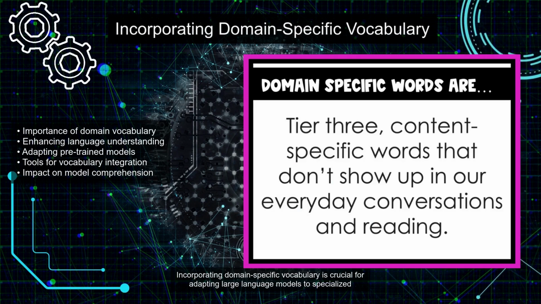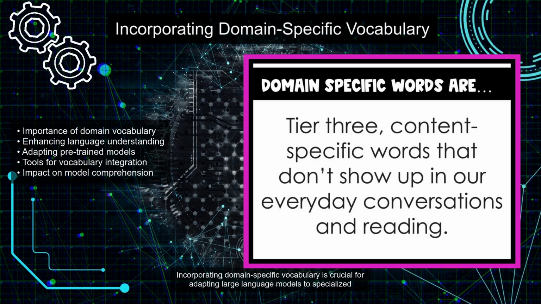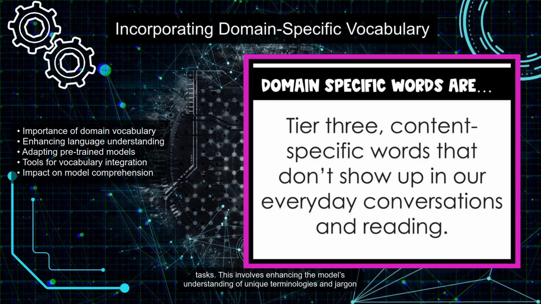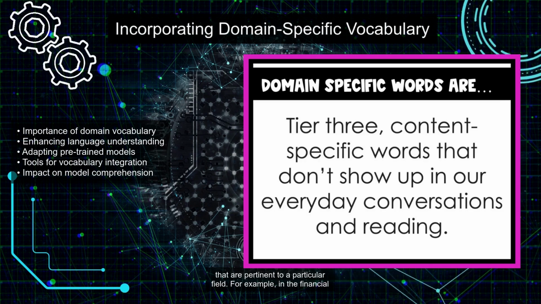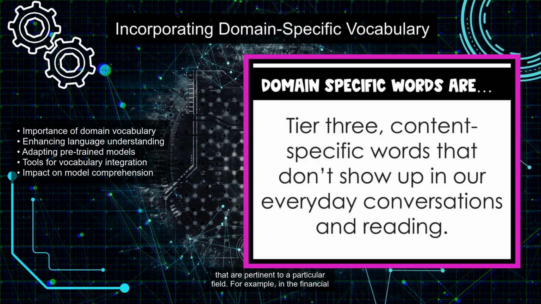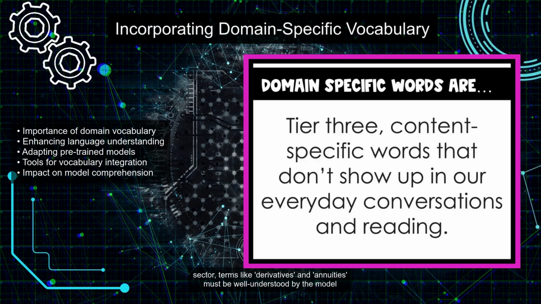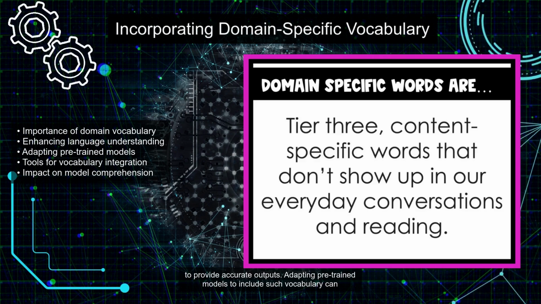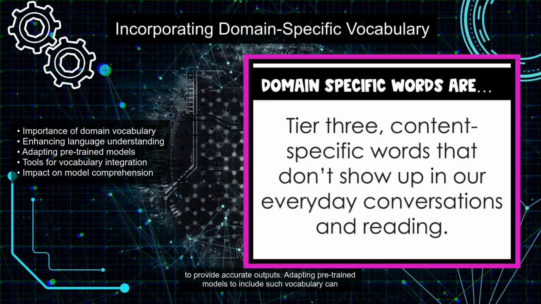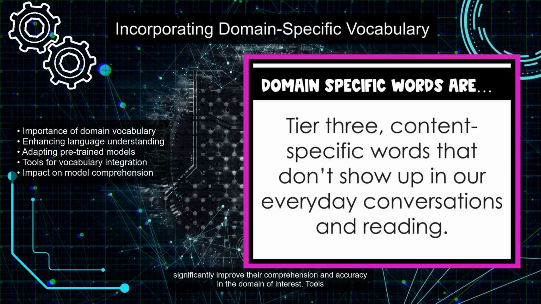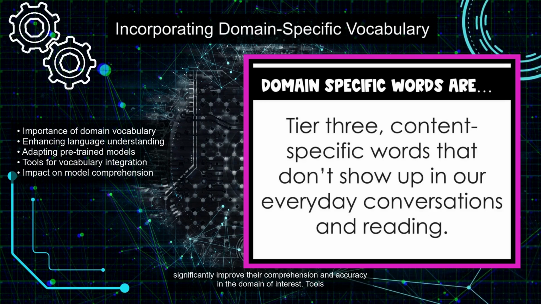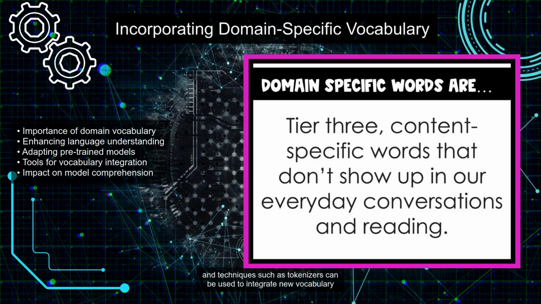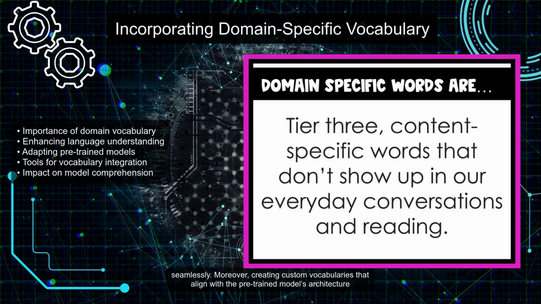Incorporating domain-specific vocabulary is crucial for adapting large language models to specialized tasks. This involves enhancing the model's understanding of unique terminologies and jargon that are pertinent to a particular field. For example, in the financial sector, terms like derivatives and annuities must be well understood by the model to provide accurate outputs. Adapting pre-trained models to include such vocabulary can significantly improve their comprehension and accuracy in the domain of interest. Tools and techniques such as tokenizers can be used to integrate new vocabulary seamlessly.